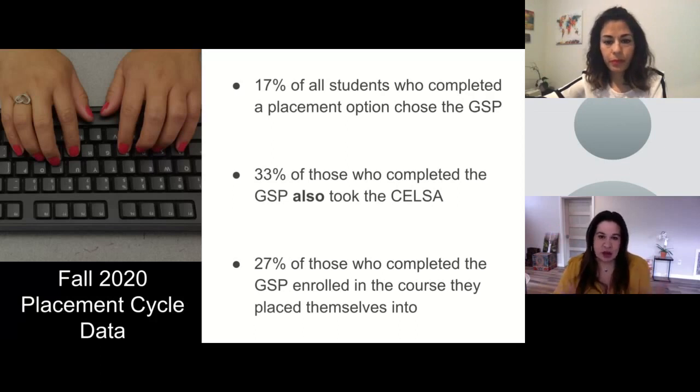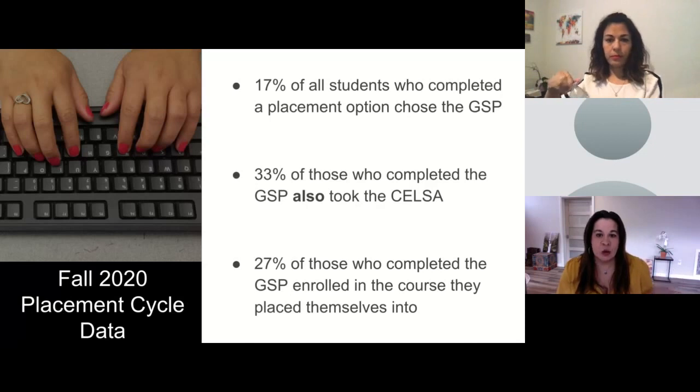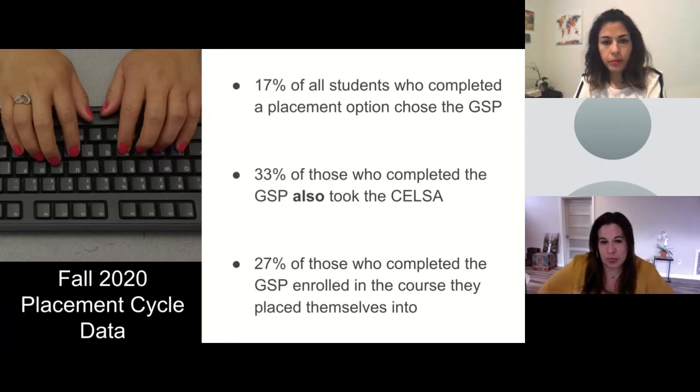As I said, we still offer the KELSA. Out of all of the students who went through an assessment or placement process, only 17% of those students chose to try the guided self-placement. Out of that 17%, 33% of those also took the KELSA. So those were students who really wanted to gauge both options and see their level based on both.